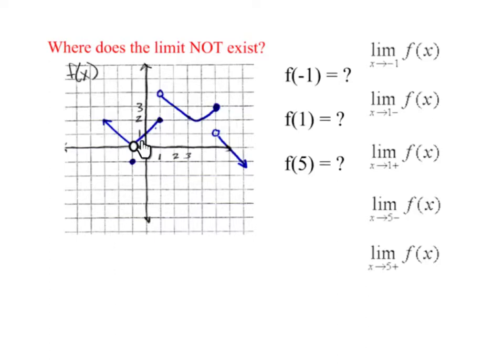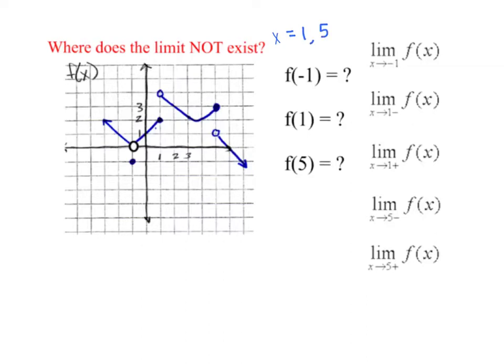Where the limit doesn't exist is at 1, because we have this jump discontinuity, right? It's approaching 2 from one side and 4 from the other. And at x equals 5, because we're approaching 3 from one side and 1 from the other. So the limit does not exist at x equals 1 and x equals 5.